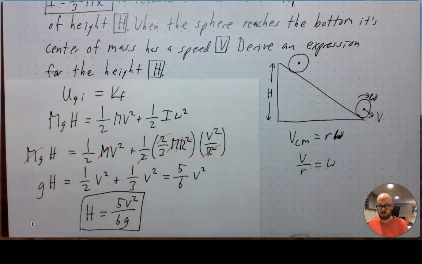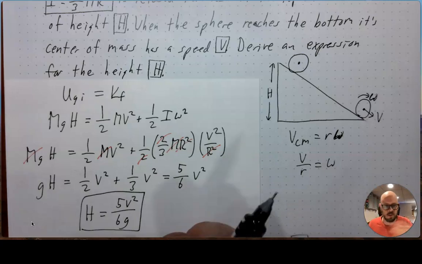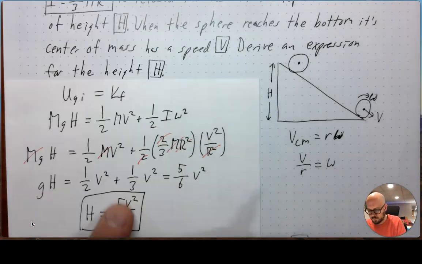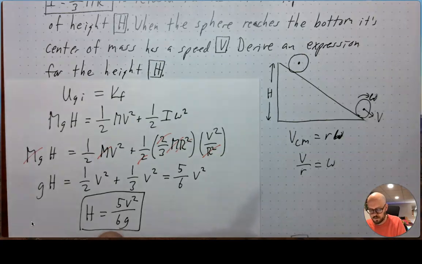Once you've done one derivation like this, you've done them all. If you get another question about the sphere rolling down the hill and then it changes the shape, the only thing that will change is this fraction, the 5 over 6. It depends on what the expression is for rotational inertia of that object.